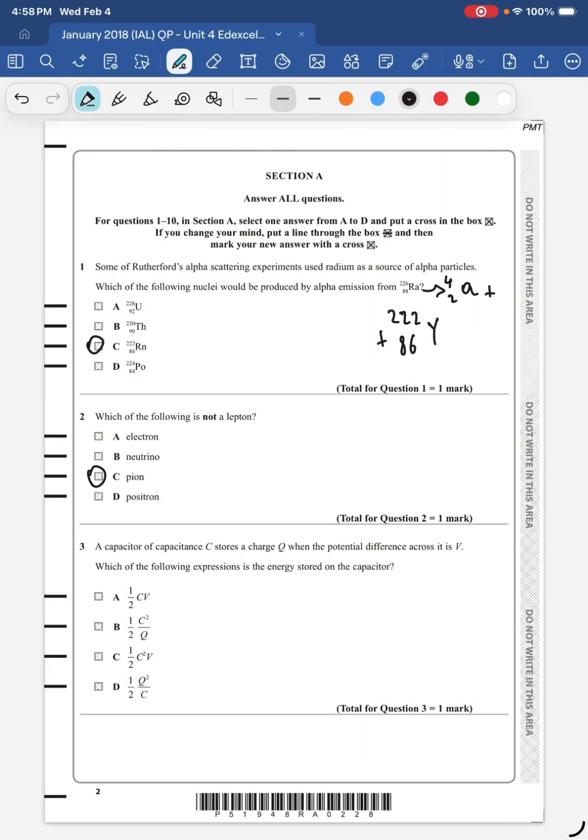Question 3. A capacitor of capacitance C stores a charge Q when the potential difference across it is V. Which of the following expressions is the energy stored in the capacitor? So the answer is, okay, let me check my notes. Something is wrong in my notes, is it? No. So the option is D. I'm sorry for the hesitation.